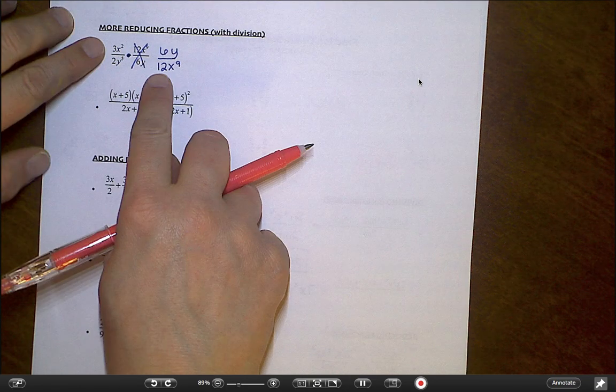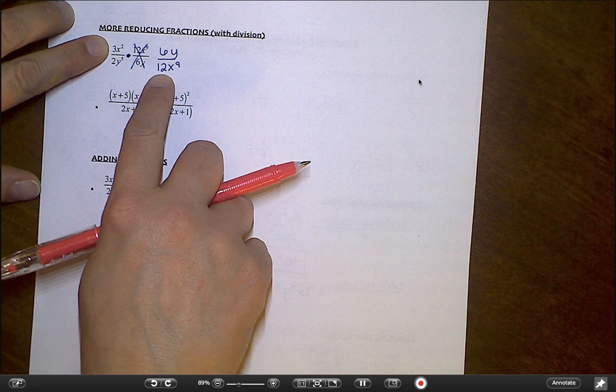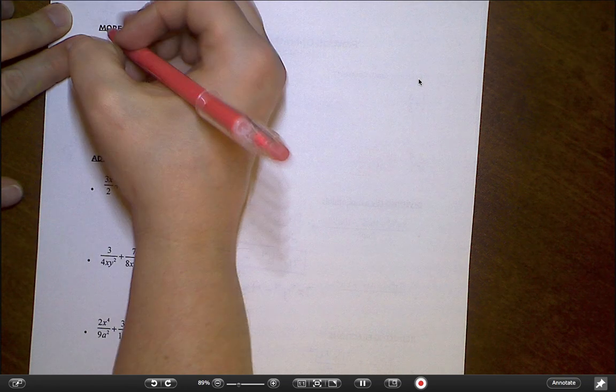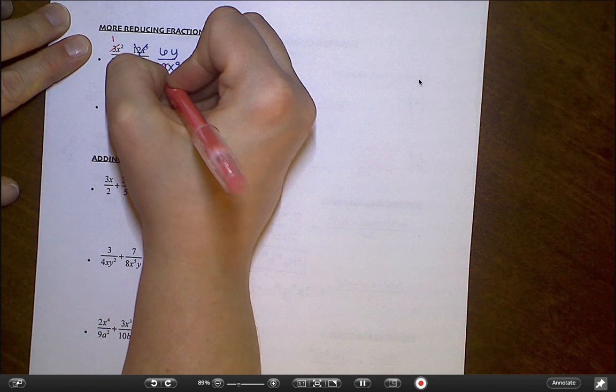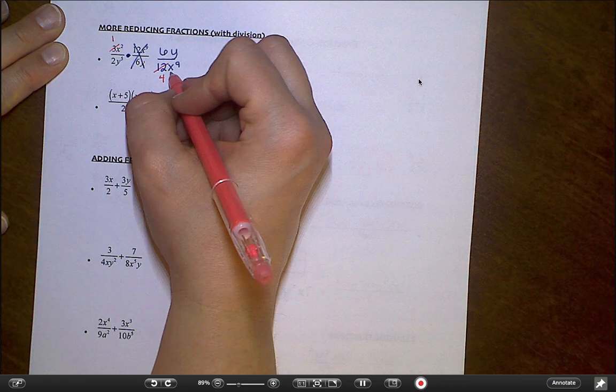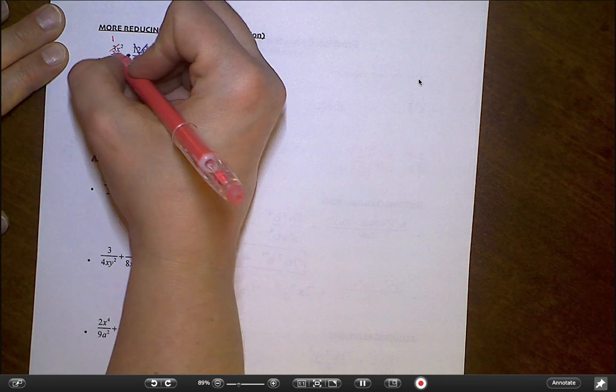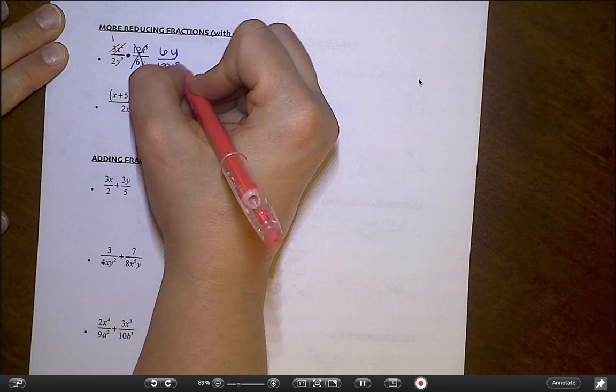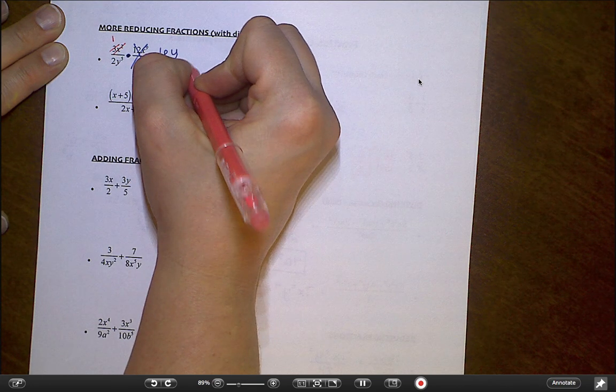So, for example, I have a 3 and a 12, which I know can both be divided by 3. So I'm going to divide this by 3 and make it a 1, divide this by 3 and make it a 4. Okay, now let's look at my x's. I have x squared and x to the 9th. So 2 of these x's would cancel with 2 of these, and I would be left with an x to the 7th.